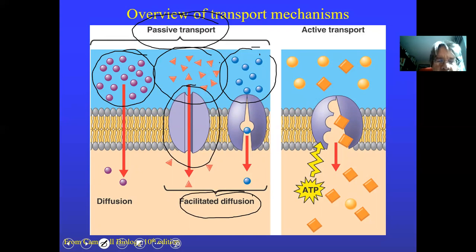Facilitation means something that's moderating something. Diffusion is moving of stuff across from high to low concentration, right? So facilitated diffusion is proteins moderating this diffusion. Active transport is using energy to move things against their concentration gradient.